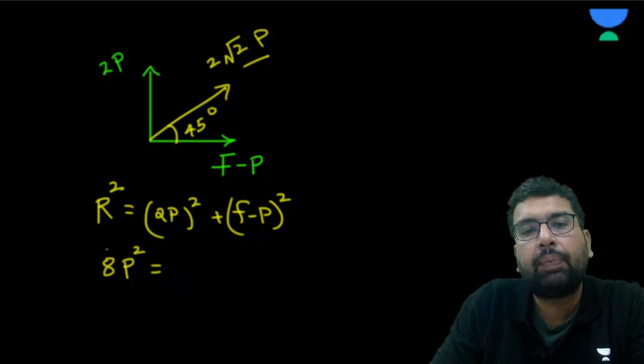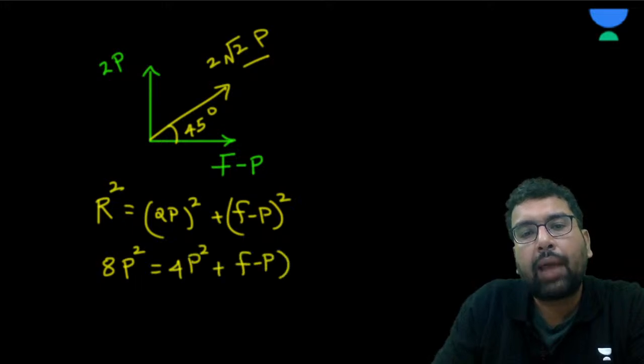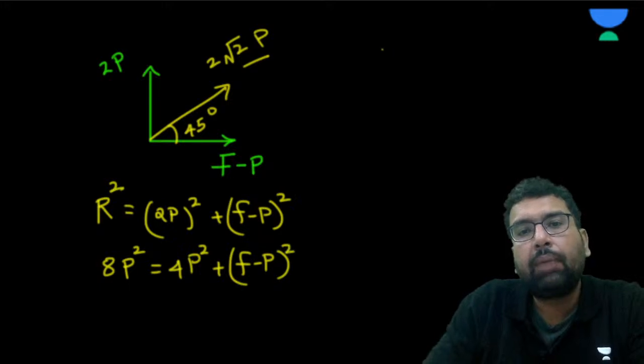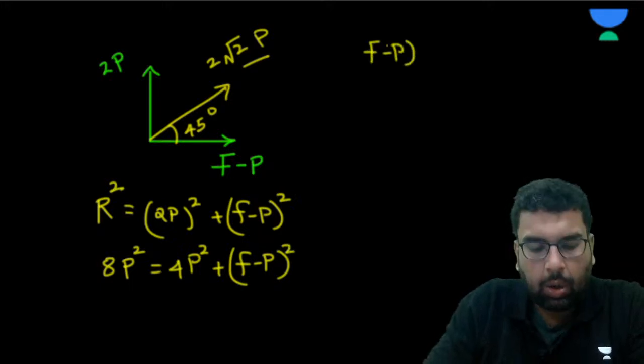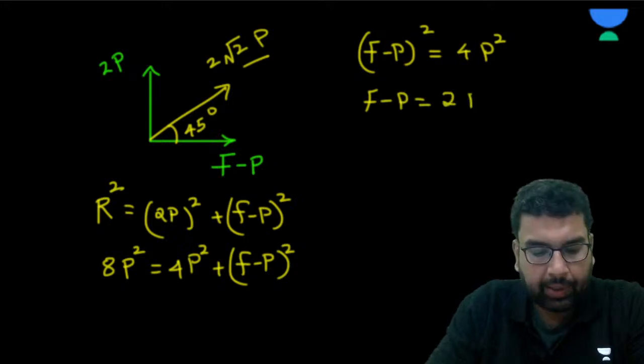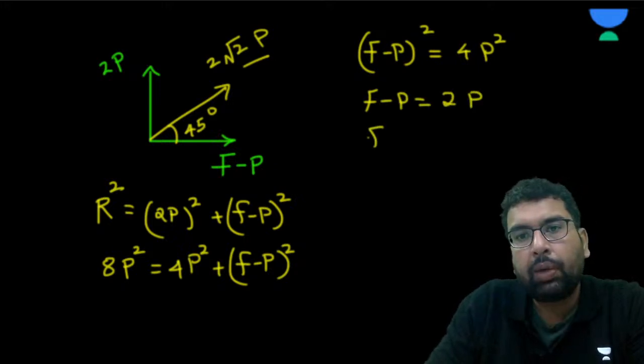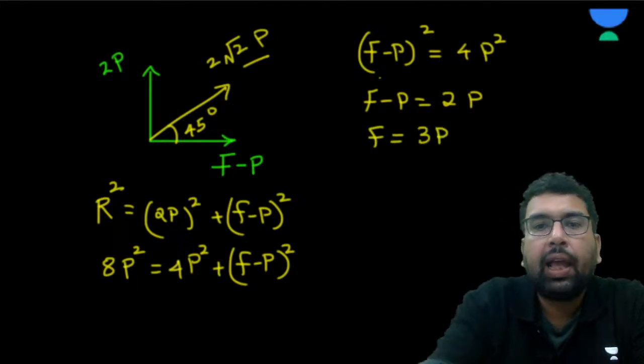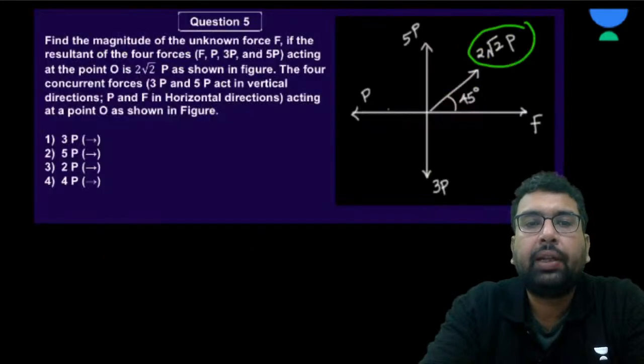So it is 8P square, and this is going to be 4P square, okay, plus F minus P whole square. So this will become F minus P whole square, and this is going to become 4P square. So from here it will become F minus P, that is 2P, right? 2P. So from here can we write that F is equal to 3P, isn't it?